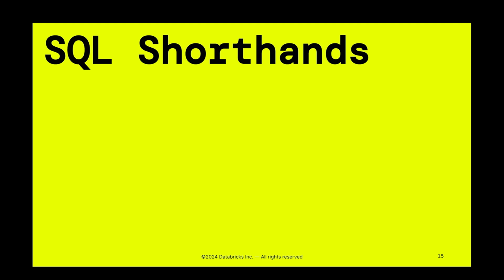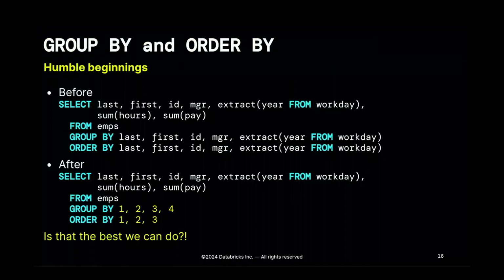Now, let's talk about shorthands. These are like productivity features. There's really two of them I want to talk about. One of them is the group by and the order by. And when you look at this, it's a pretty humble beginning. It only goes pretty far back.